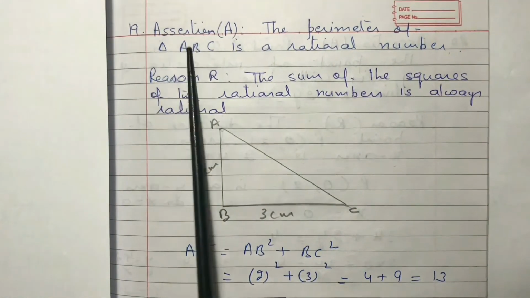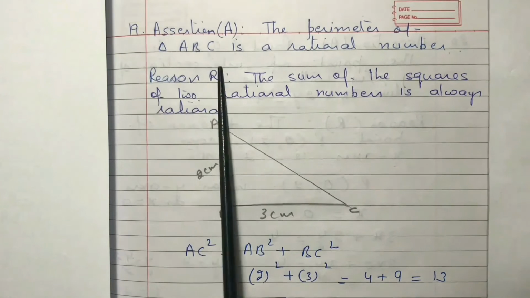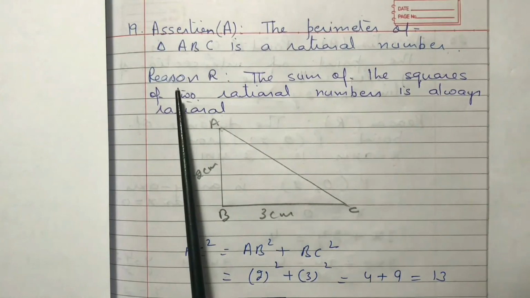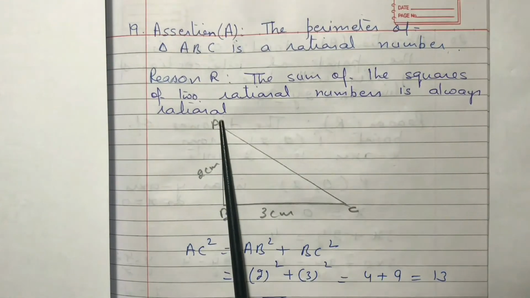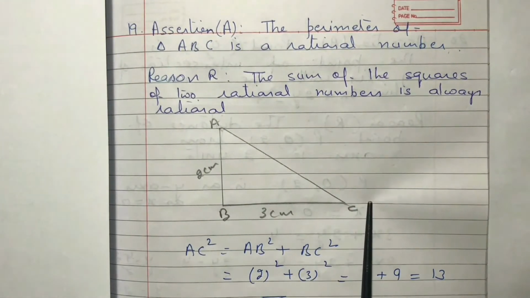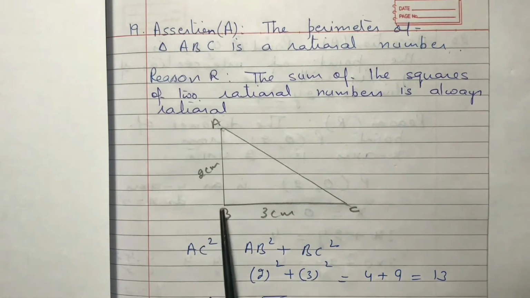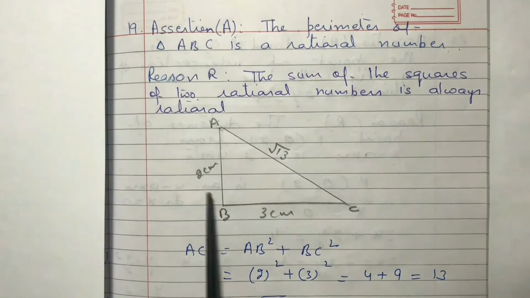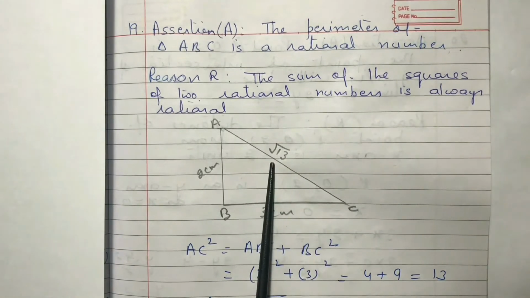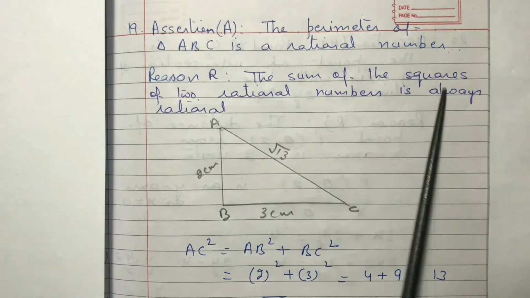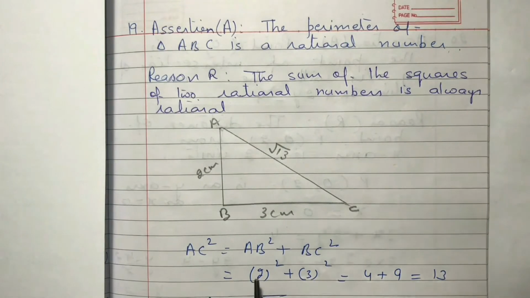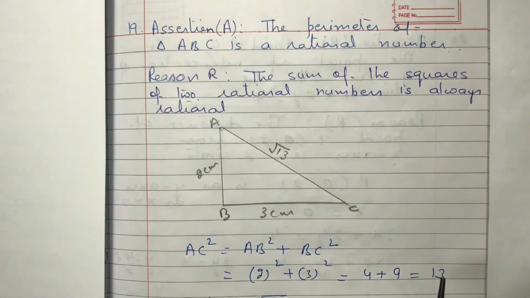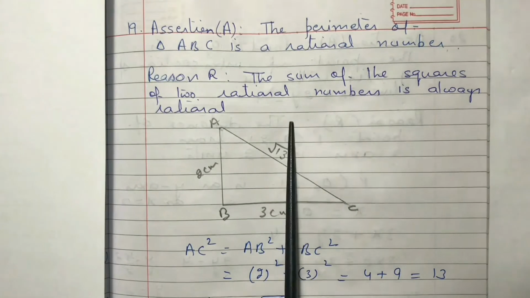Now the 19th question. Assertion A. The perimeter of triangle ABC is a rational number. Reason R. The sum of the squares of two rational numbers is always irrational. This figure is given to us. Now this side is 2 cm and this side is 3 cm. By Pythagoras, it will come out to be root 13. Now see, the sum of the squares of two rational numbers is always a rational number. Here, sum of squares of two rational numbers is a rational number. So this reason is true.